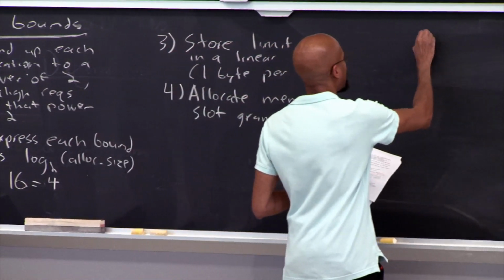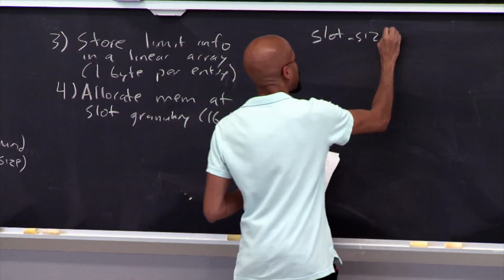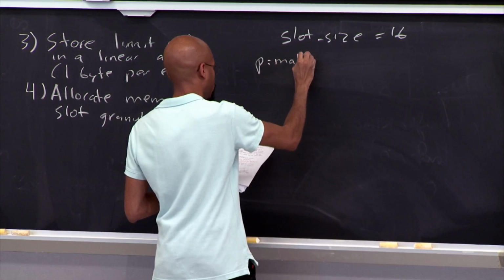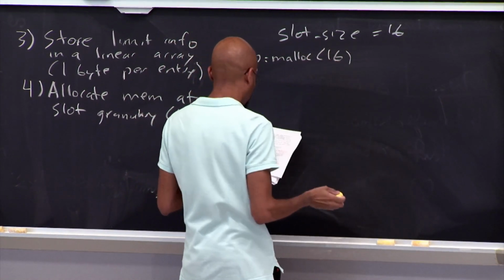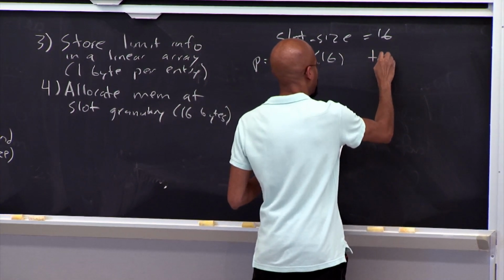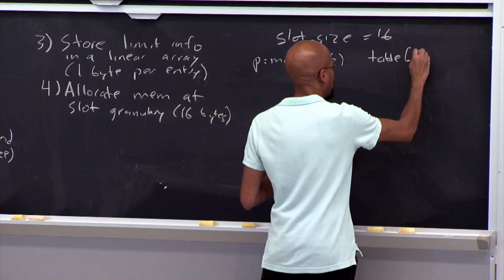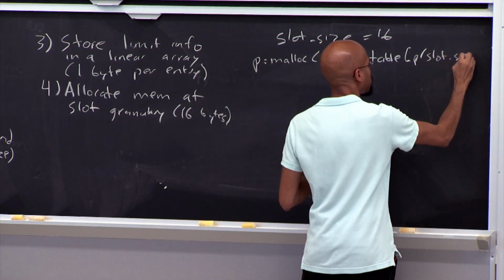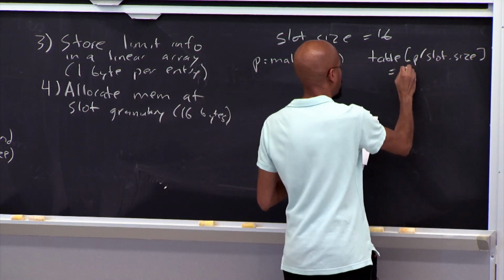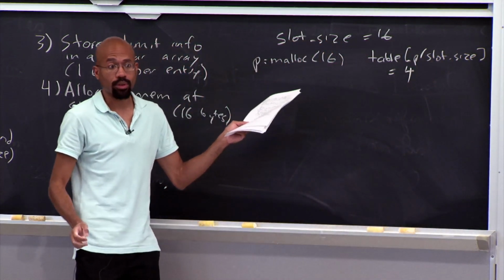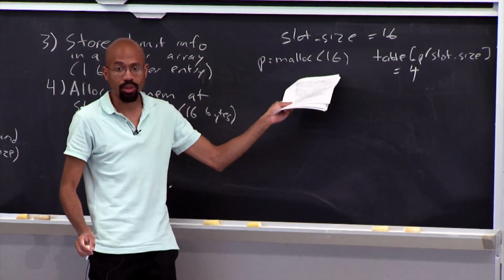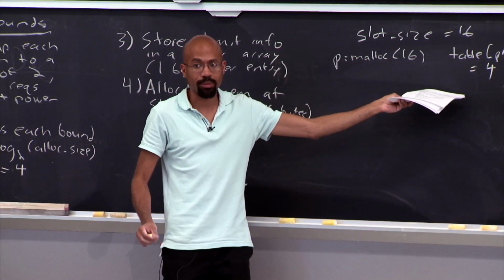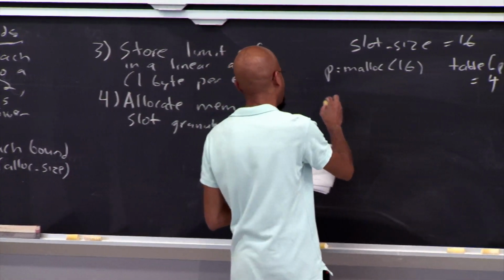So imagine that you have a slot size which is equal to 16. If you do p equals malloc 16, what's going to happen? In this bounds table, you're going to take that pointer divided by slot size, which is going to equal 4. In that bounds table, we're going to put the logarithm of the allocation size in the table. Does that make sense?